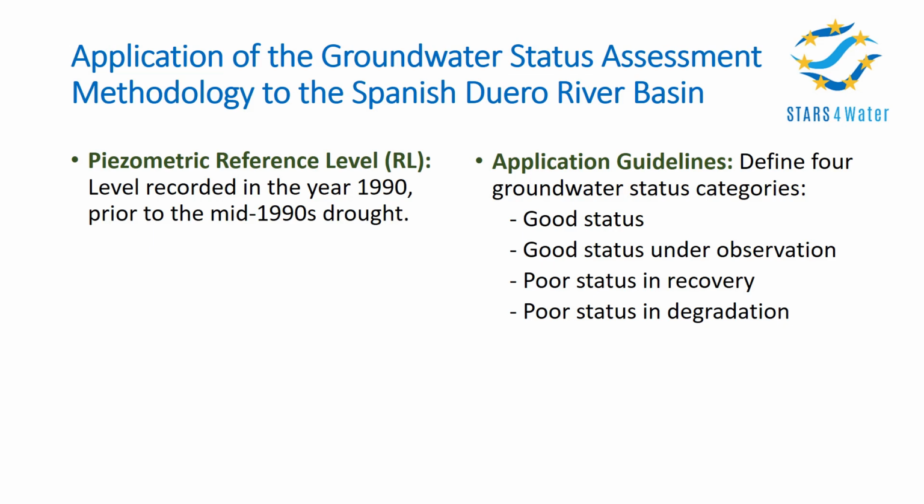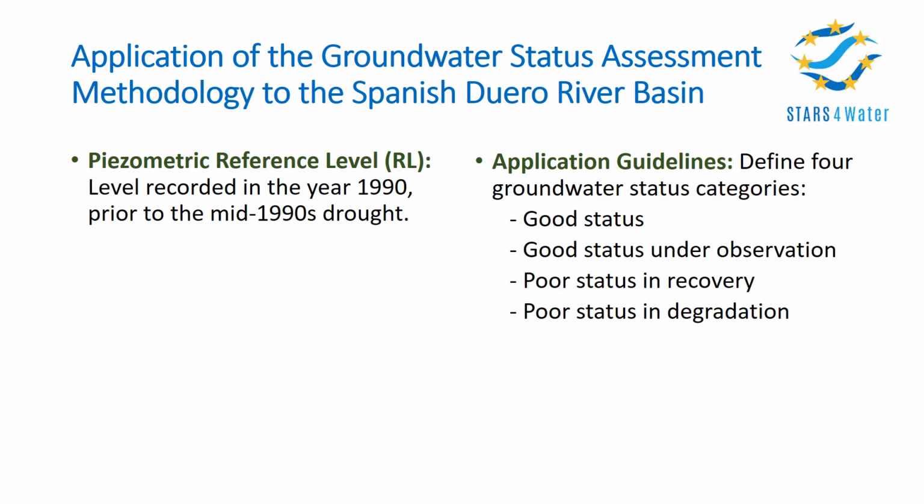The groundwater status assessment methodology has been applied to the Spanish Duero River Basin. For this purpose, a general reference piezometric level for the entire basin was defined, based on the level recorded in 1990. Additionally, a set of application guidelines was established defining four groundwater status categories: good status, good status under observation, poor status in recovery, and poor status in degradation.